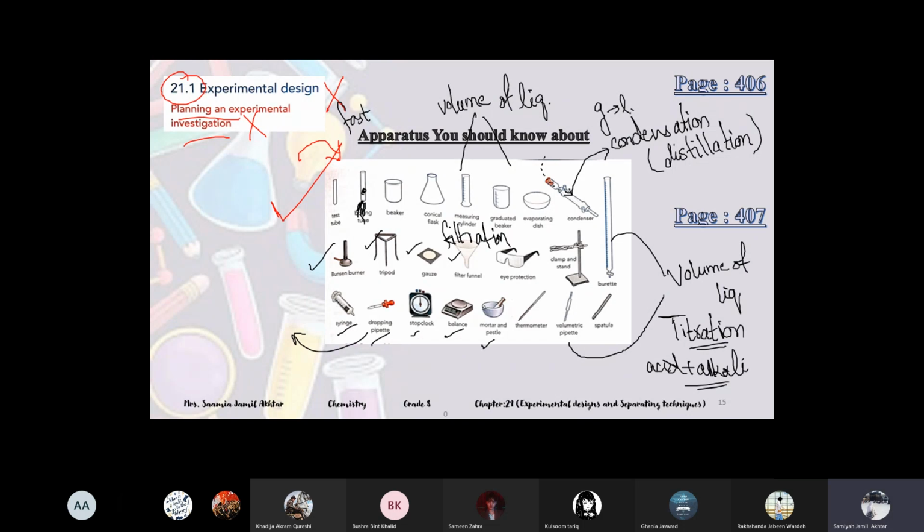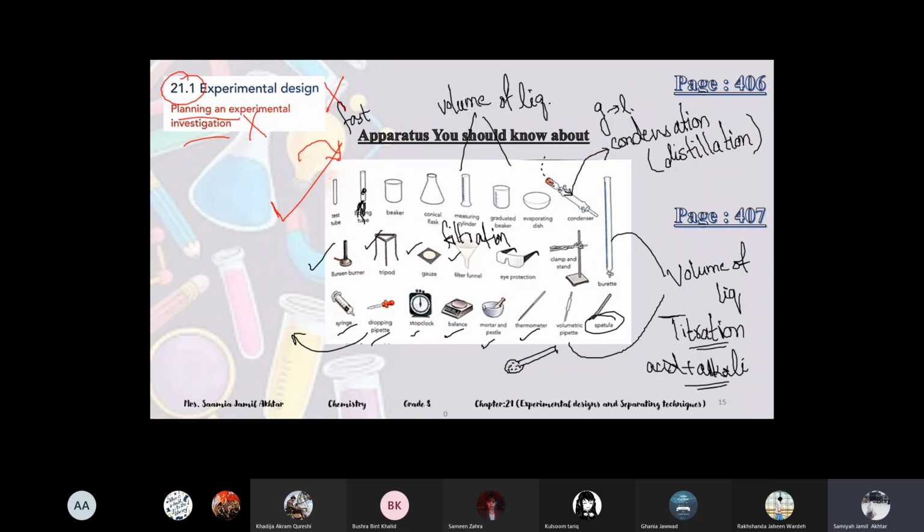Balance, and mortar and pestle also, to crush the solid thing into small pieces. Thermometer. And this spatula, do you know what a spatula is? It is used to hold the solid substance. A spatula is actually like a small spoon, a tiny metallic spoon, and it is used to hold solid substances.